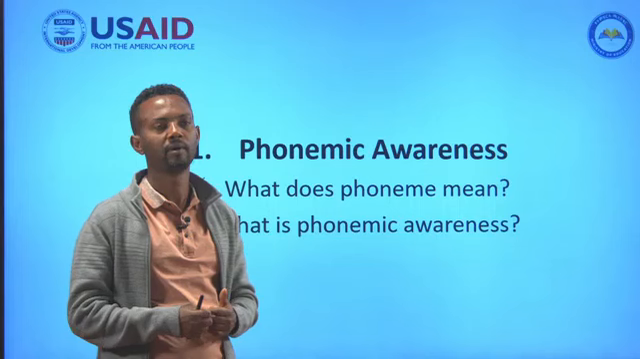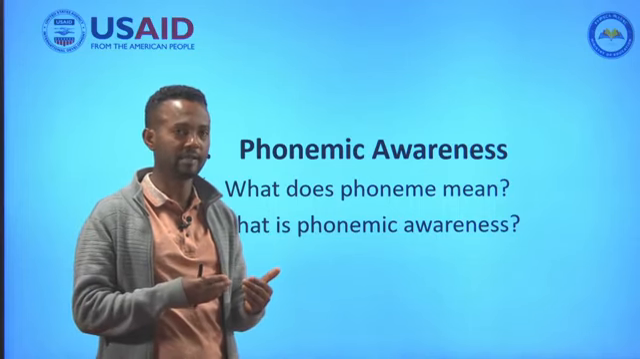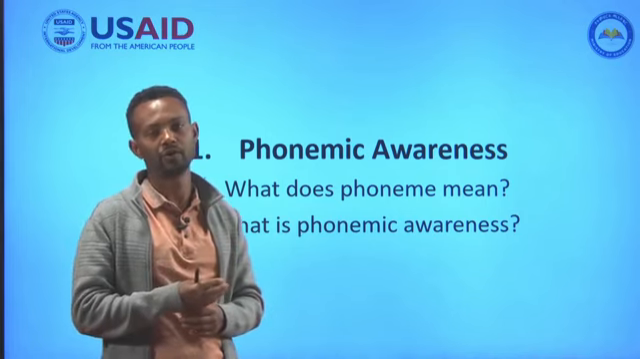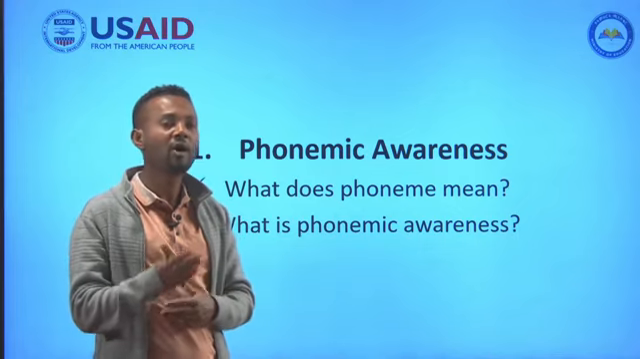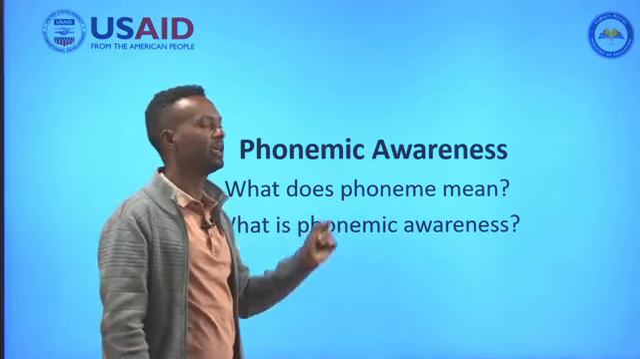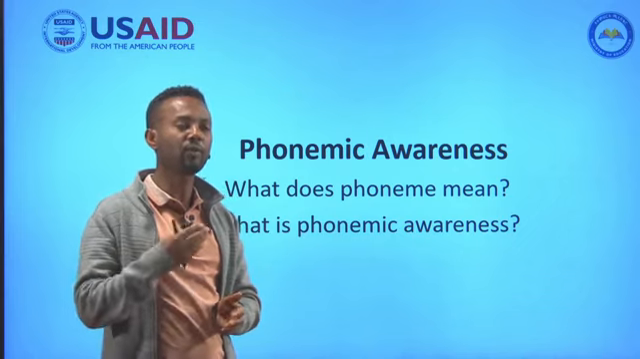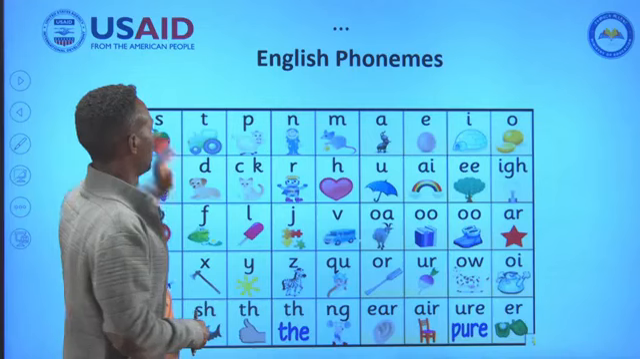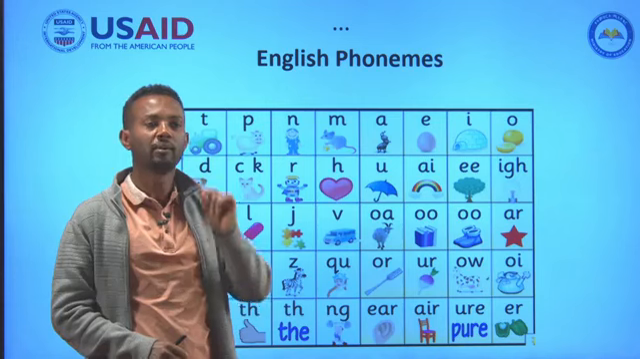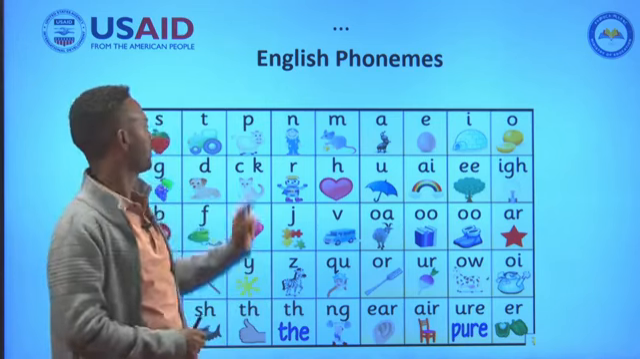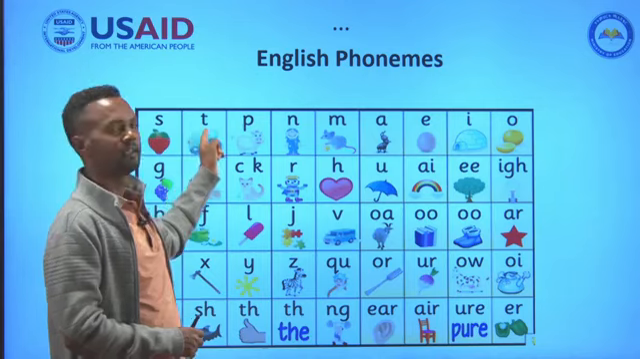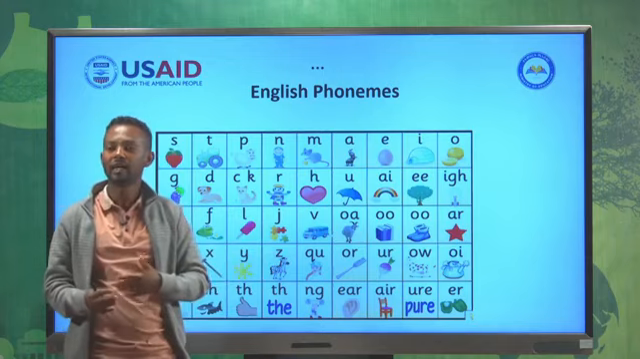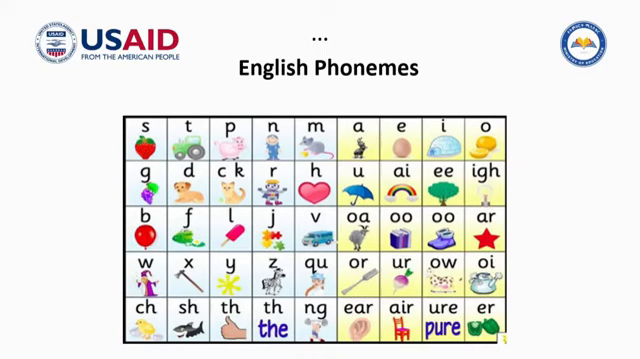The meaning of phoneme: a phoneme is the smallest unit of sound that we can make in a language. However, we have 26 letters in English. The number of phonemes that we have is by far greater than this. It's 44 in number. These are the phonemes we have in English. S, t, p, t. These are the smallest sounds that we can make in the language.